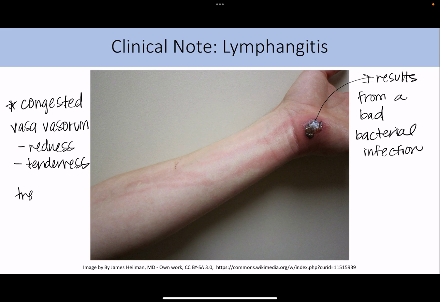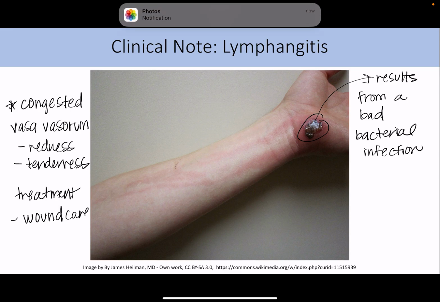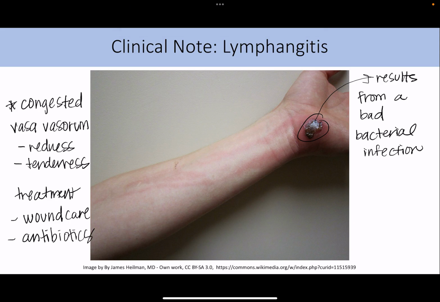Treatment for this would just be wound care, obviously. That person has a wound on their hand. And also antibiotics. Now, this infection could be viral, or it could be fungal, but bacteria is most common with an infection like this. Most common is streptococcus. Strep A is usually the common cause of lymphangitis.